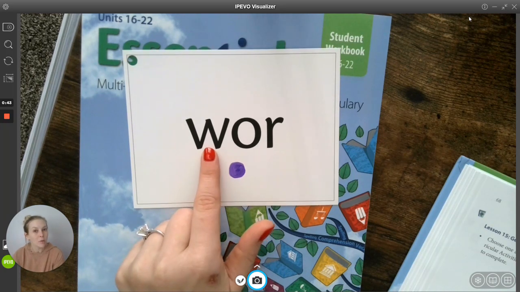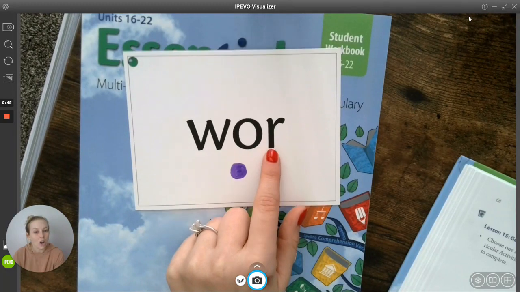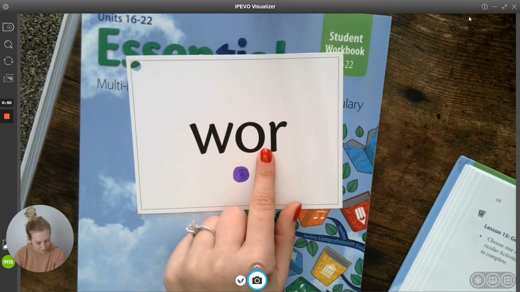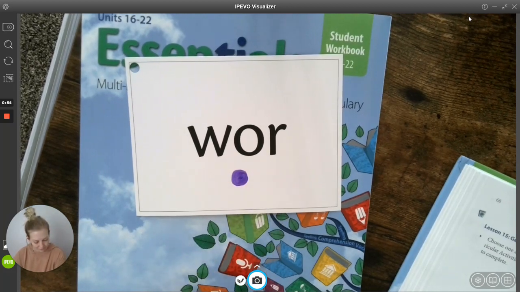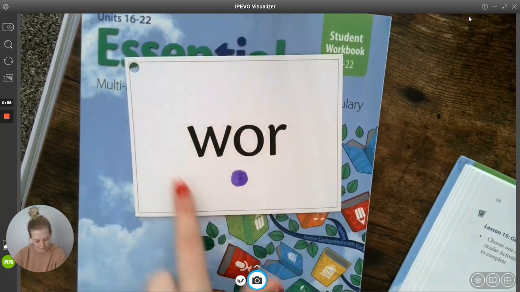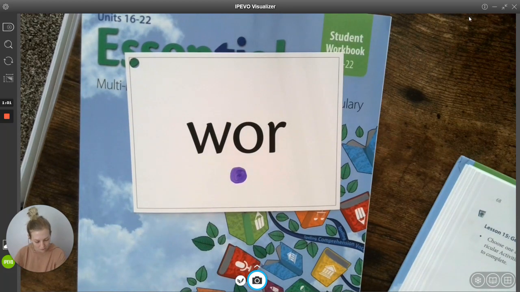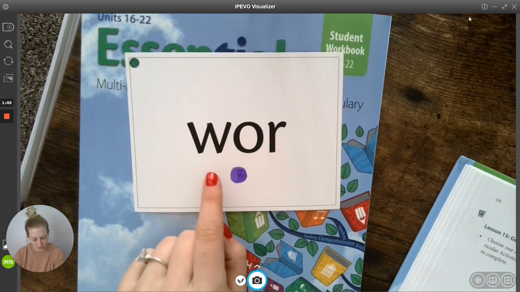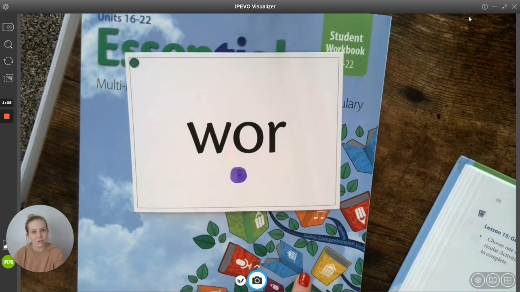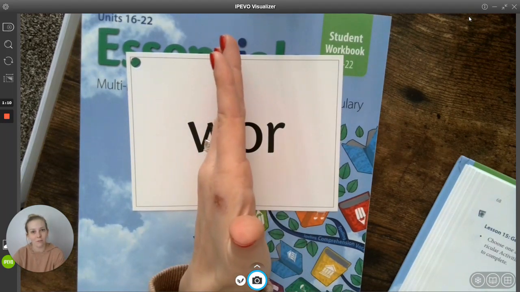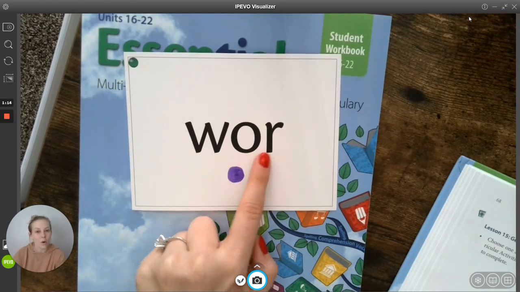Well, we know W is a consonant, right? And we know OR is an R-controlled vowel. So, it has both a consonant and a vowel sound in it. This phonogram, or sound picture, represents two phonemes, or sounds, right? Phonemes are sounds. If you were to divide this into two, how would you divide it? You cut it right there. So W says W, and OR says whir.